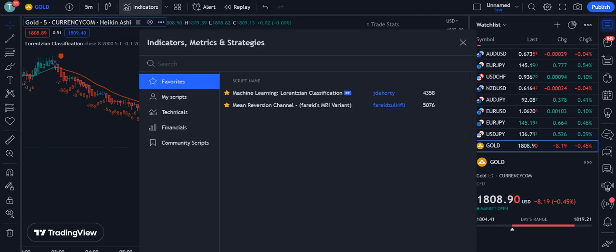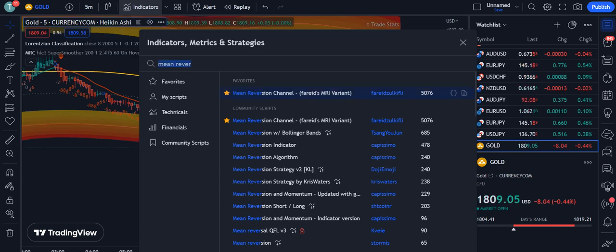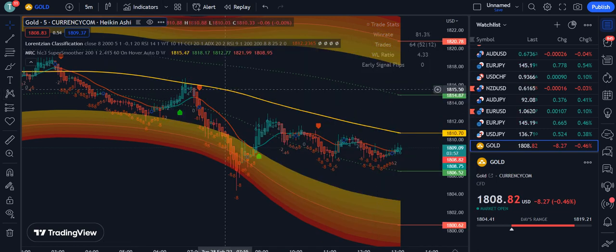The second indicator that we are using here is the Mean Reversion Channel. You have to simply type Mean Reversion Channel by Freyd's MRI variant. 5,076 traders are using this indicator. You have to simply click on it. It will be applied on a chart.